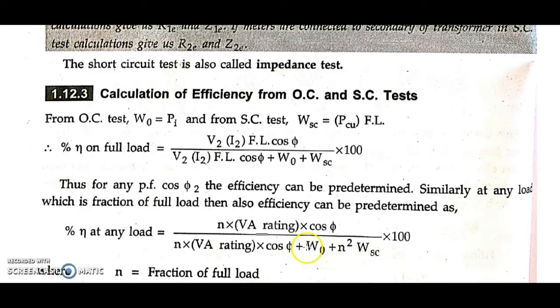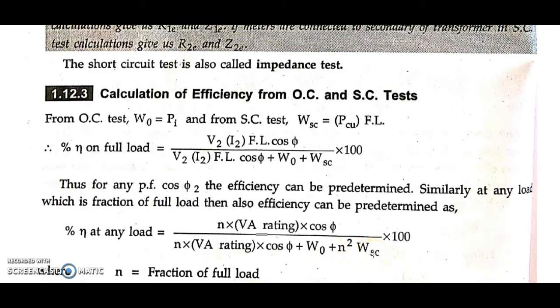You can observe we haven't multiplied any n or n square to the W0. Why is that? The reason is that W0 represents the iron losses, and iron losses do not depend on any load condition. It is fixed, constant. Either you connect a load or you don't, the W0 will always remain constant. So that is the reason we are not going to multiply any n or n square to the W0 here. Only the VA rating of the transformer as well as the WSC has to be multiplied.